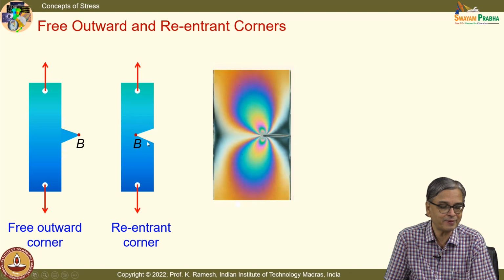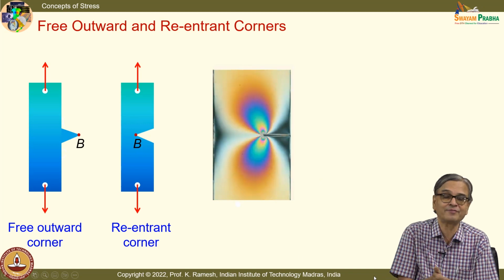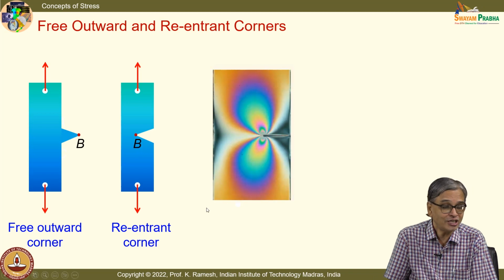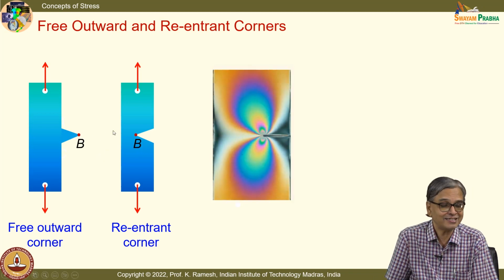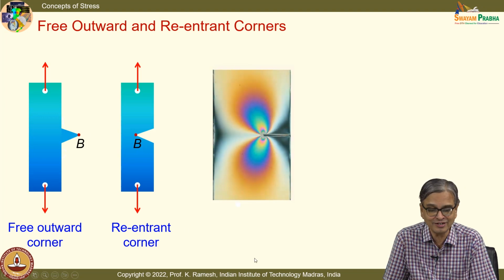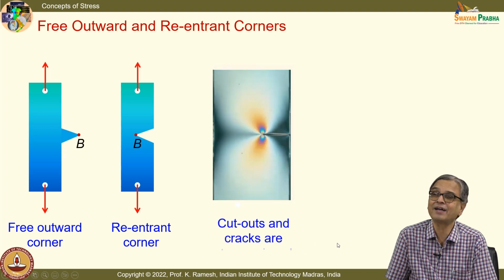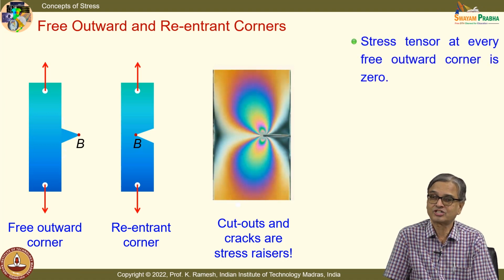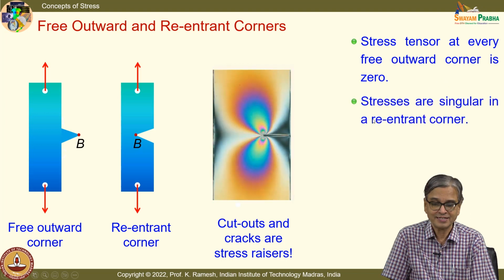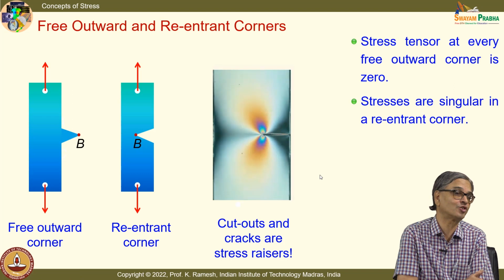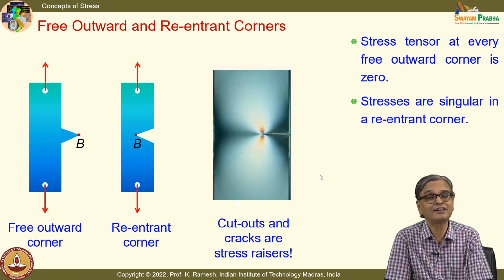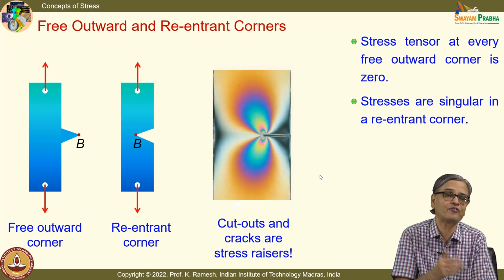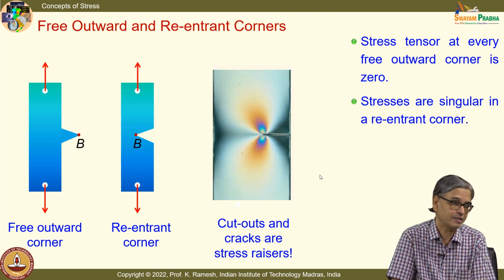I have a limiting case when it becomes a crack, and you know very well from photoelasticity, when I see more and more dense fringes, what happens? It means stresses are very high. So don't jump to conclusion this is 0 here. I see a free surface, I have a corner, that is also 0. You should learn the subject thoroughly. So whenever I have a cutout, whenever I have a crack, they are all stress raisers. So stress tensor at every free outward corner is 0. Stresses are singular in a re-entrant corner. So you have to be very careful when I come to the re-entrant corners. That is very important learning that you get, and a whole course of fracture mechanics deals with that. It's a very important concept. Fine.